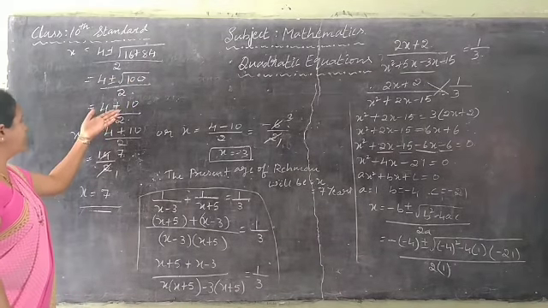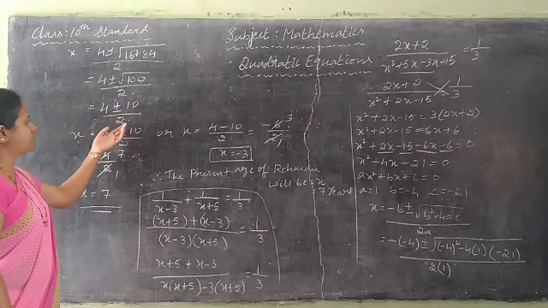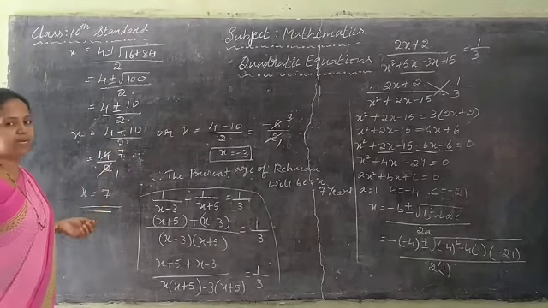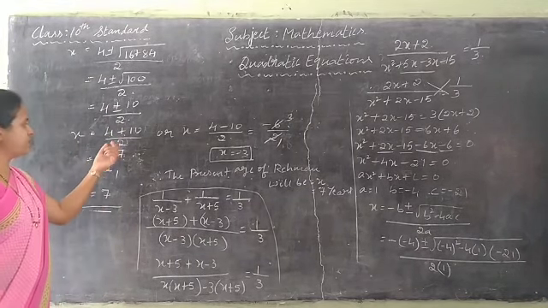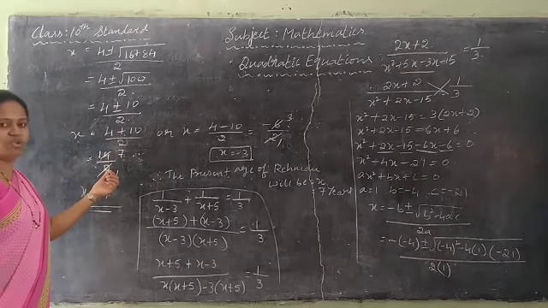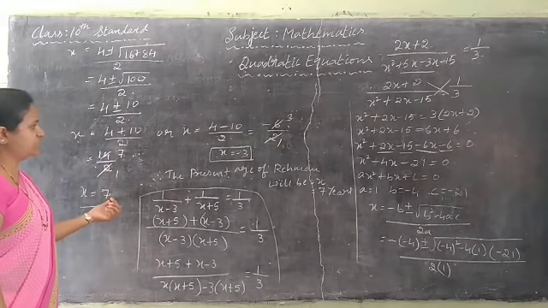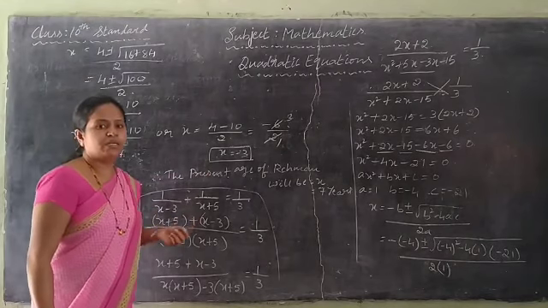The square root of 100 is 10. The next step, we are going to split up the sign, that is 4 plus 10 by 2 and 4 minus 10 by 2. 4 plus 10 is 14, children, divided by 2. When we cancel, we are going to get x is equal to 7. Here x is equal to minus 3.